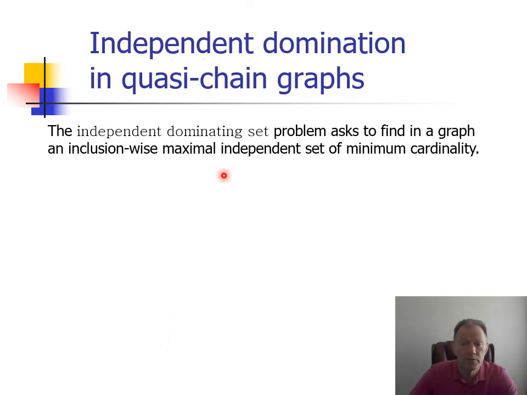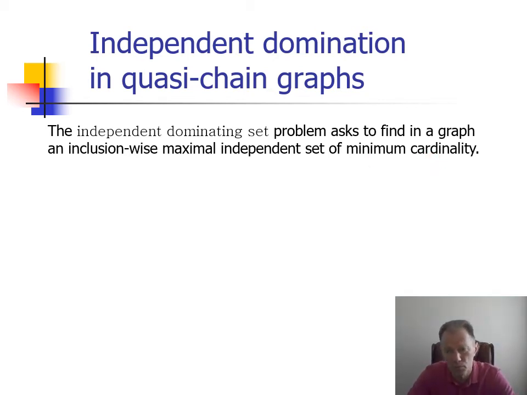One more positive result that has been derived from the structural characterization for quasi-chain graphs presented earlier deals with the independent dominating set problem. This problem asks to find in a graph an independent set which is maximal with respect to set inclusion and is minimum with respect to size.